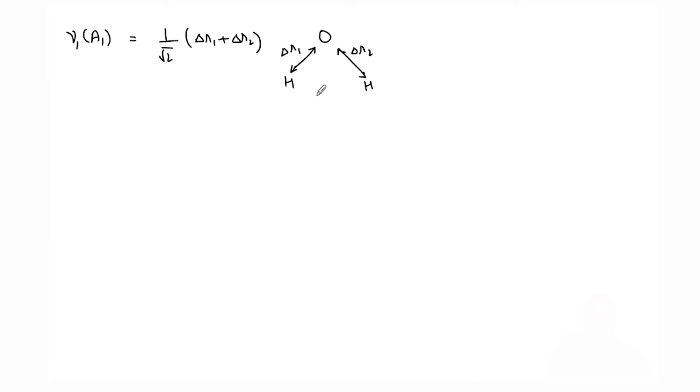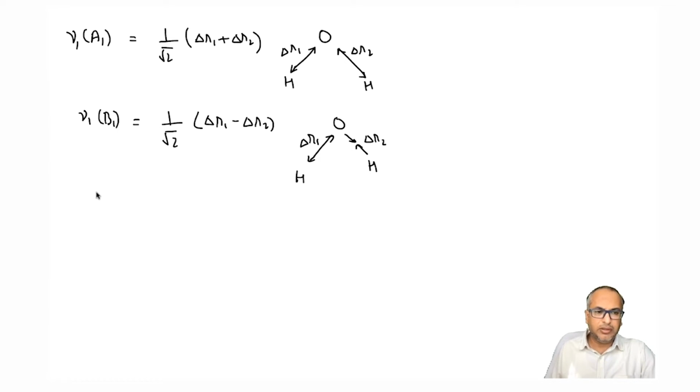Now similarly, if I want to write the second stretching mode, then this will be nu 1 B1, which will be equal to 1 over root 2 (delta R1 minus delta R2). And now I can say that one of the bonds is stretching and the other is compressing. This is my second vibrational mode. So similarly, we can visualize how it looks for the bending mode. So let's do it for the bending mode.